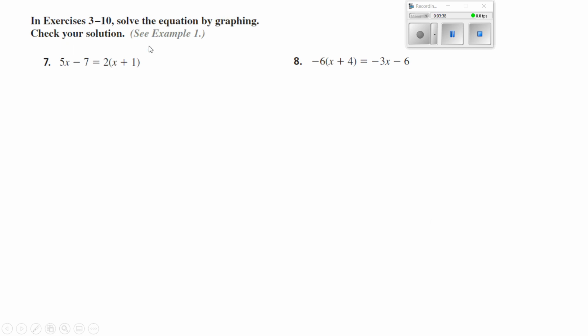This one says solve the equation by graphing. Check your solution. We got 5x minus 7 equals 2x plus 1. All right, and remember, we're doing all this by graphing. I know there's going to be easier ways for us to do this, but I want you to try to learn graphing here. And this will have to distribute properties, right? And when we do, this is going to be 2 times x, that's 2x. And 2 times 1, that's +2.